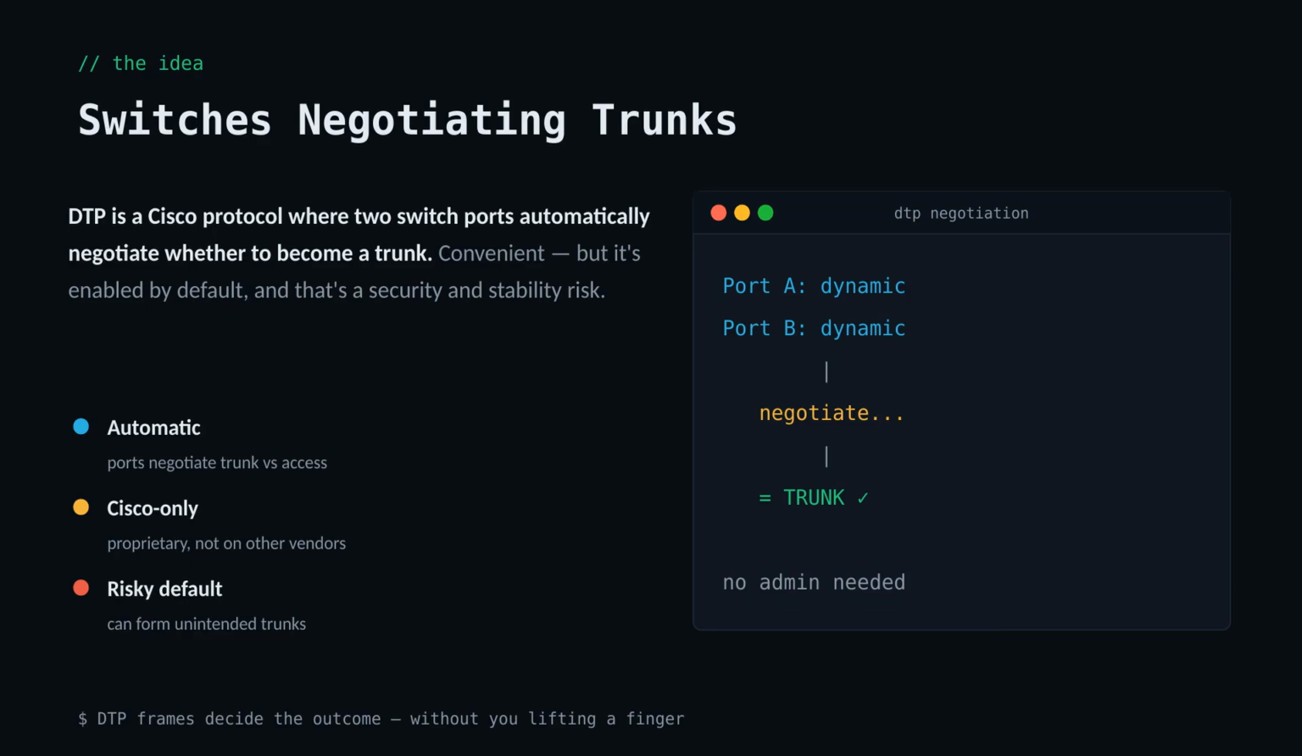DTP is Cisco's way of letting two ports sit there, exchange a few frames, and decide on their own whether the link becomes a trunk or stays access. No admin input required. The catch is threefold. It's automatic. It's Cisco proprietary, so it won't play nicely with other vendors, and it's enabled by default in a mode that can quietly form trunks you never asked for. That last point is where the security and stability risk lives.